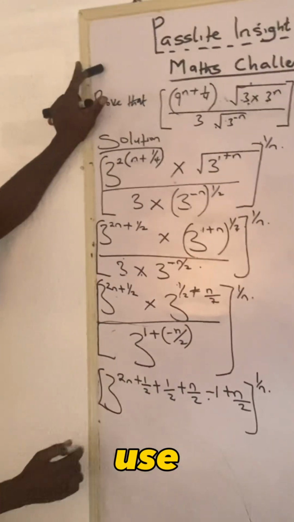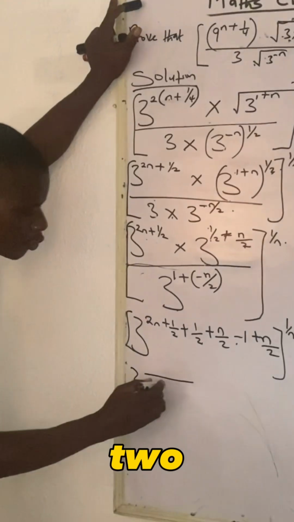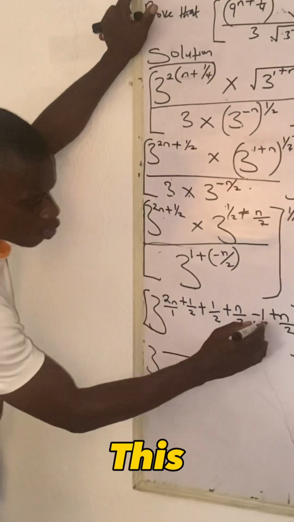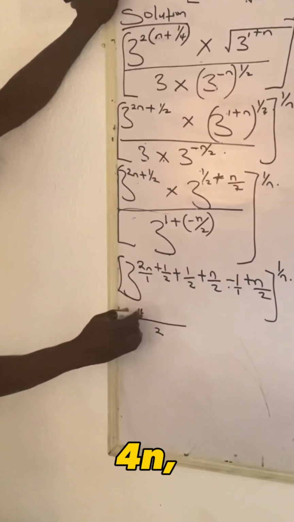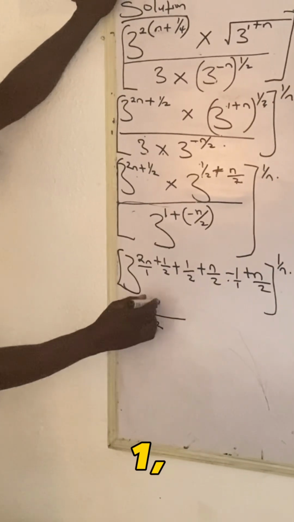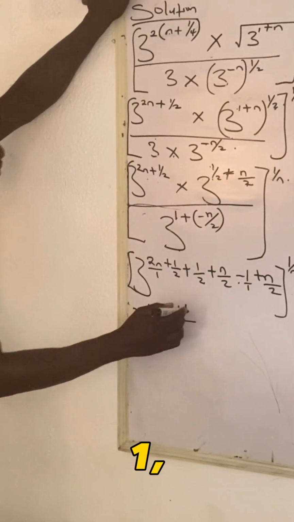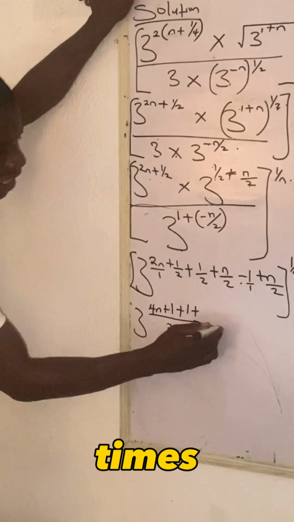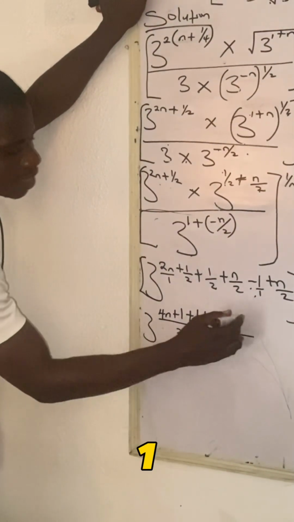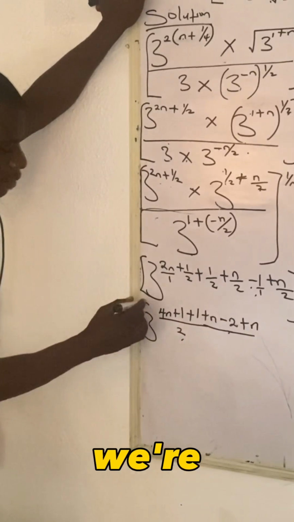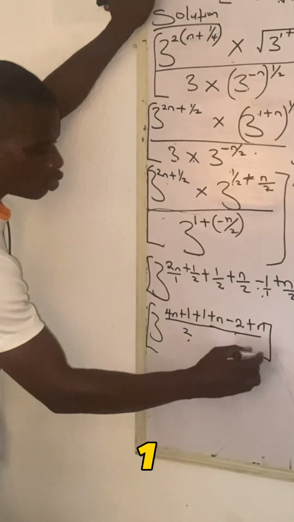So let's see. Use your LCM of 2, the LCM of 2 for all of them. This one is over 1, this one is over 1. 1 into 2, 2 times 2n, 4n, plus 2 into 1, 1 times 1, 1. 2 into 1, 1 times 1, 1. 2 into 1, 1 times n, n. 1 into 2, 2 times 1, 2. 2 into 1, 1 times n, n. So that's what we're having there, raised to power 1 over n.